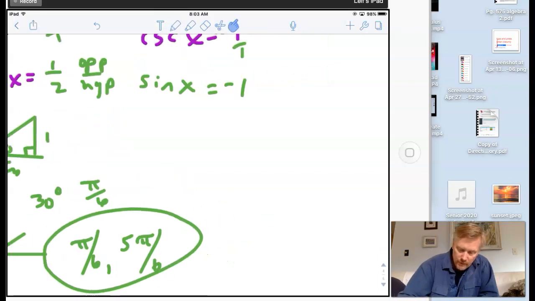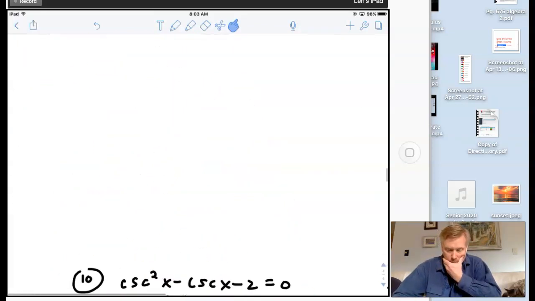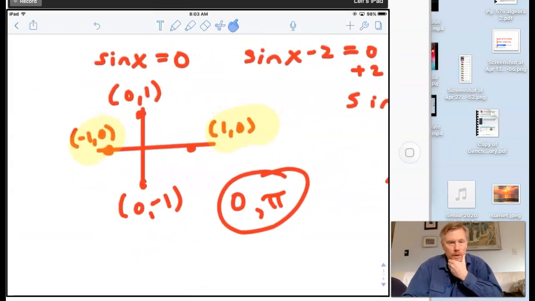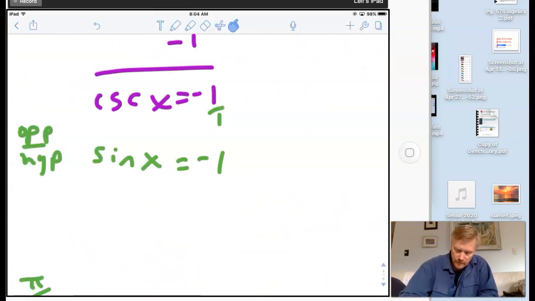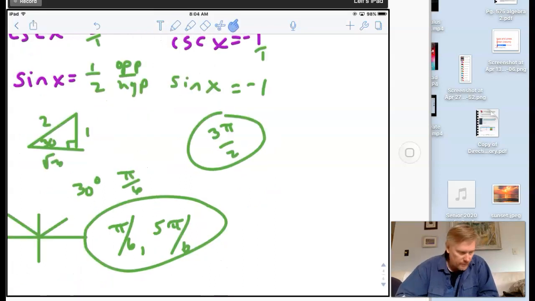Now I've got to get this one too. Remember, we did this with the unit circle. I'm looking for where the y coordinate is negative 1, which is down at the very bottom here. That's the only one that gives me a y coordinate of negative 1. So that would be 3 pi over 2, 270 degrees. So I got one answer there and two over here, which gives me three answers altogether for that one. That one's got a little different twist to it.